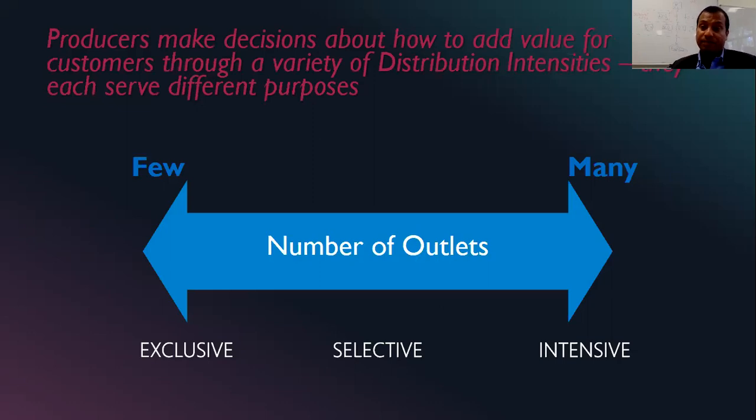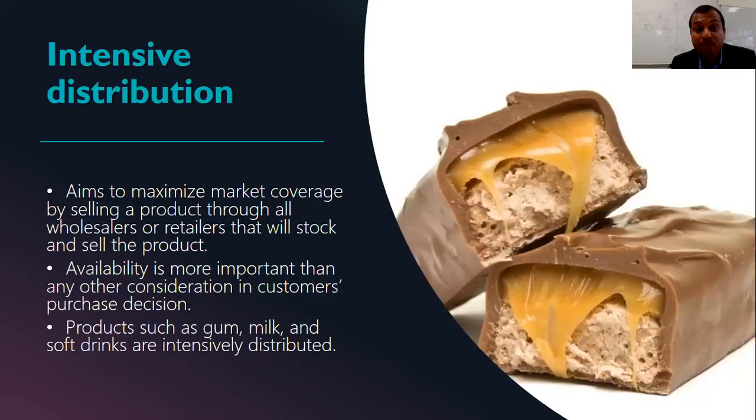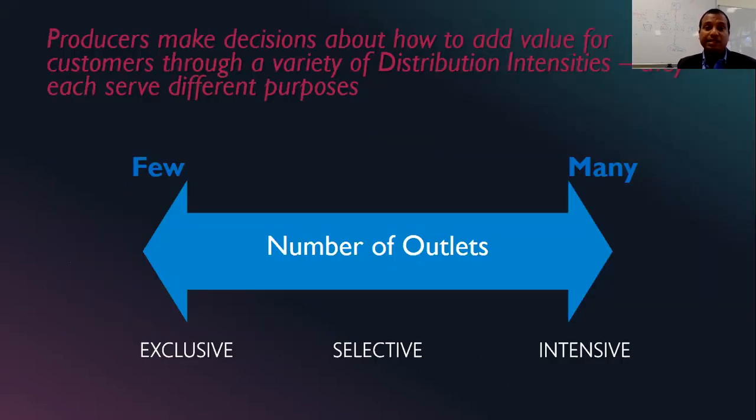The company is looking to open as many outlets as possible. Intensive distribution aims to maximize market coverage by selling a product through all wholesalers or retailers that will stock and sell the product. In this case, product availability is the most important consideration in the customer purchase decision. Products like milk, soft drinks, and other FMCG products have highly intensive demand, so companies sell them through as many outlets as possible. That is intensive distribution, applicable to certain categories of products and services.